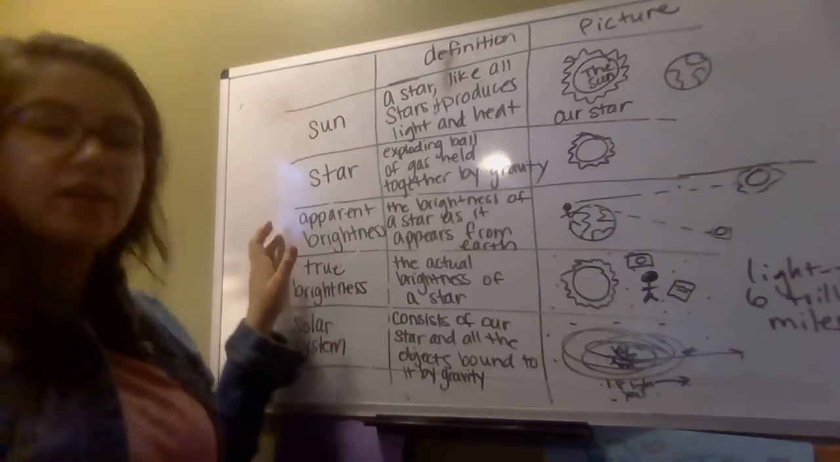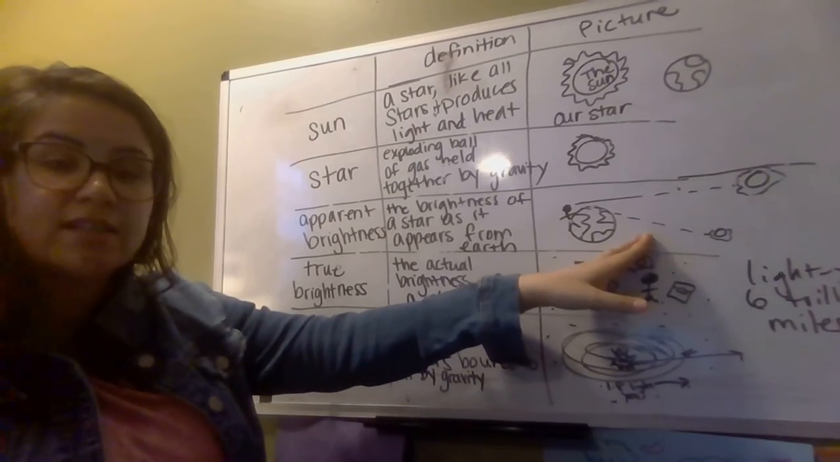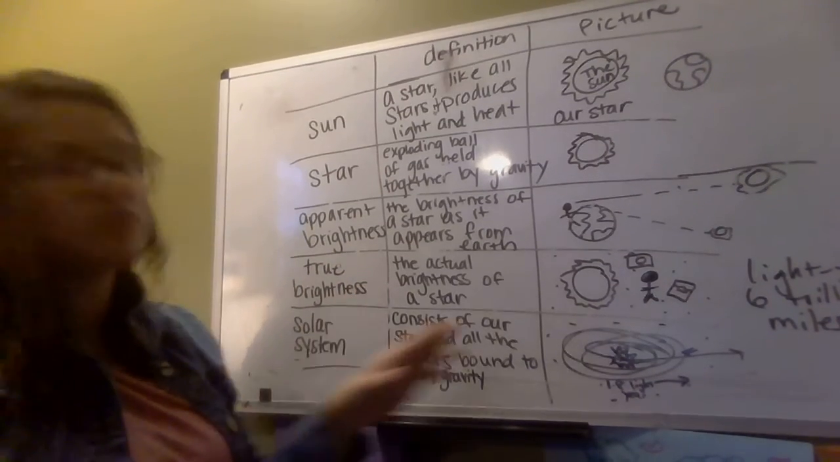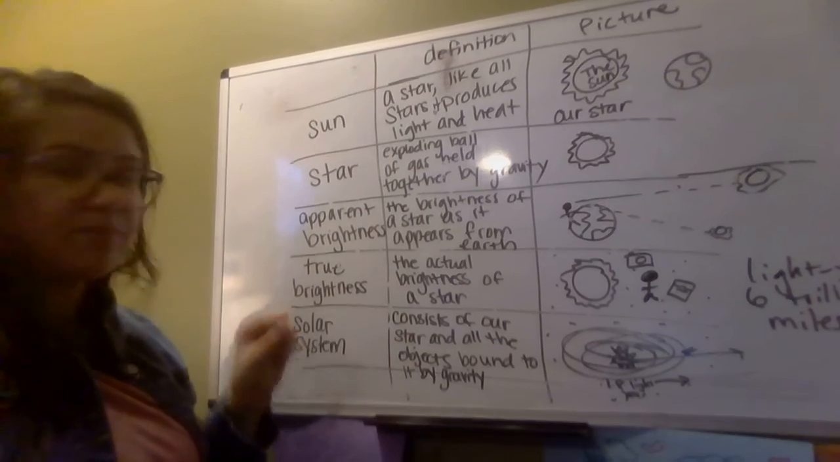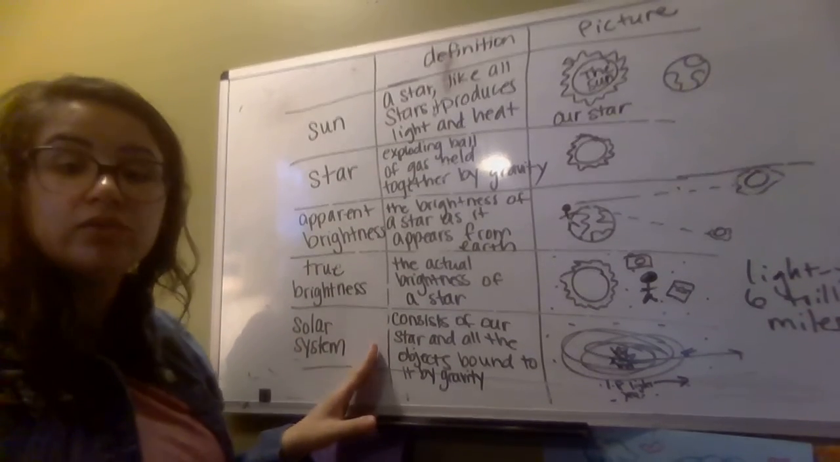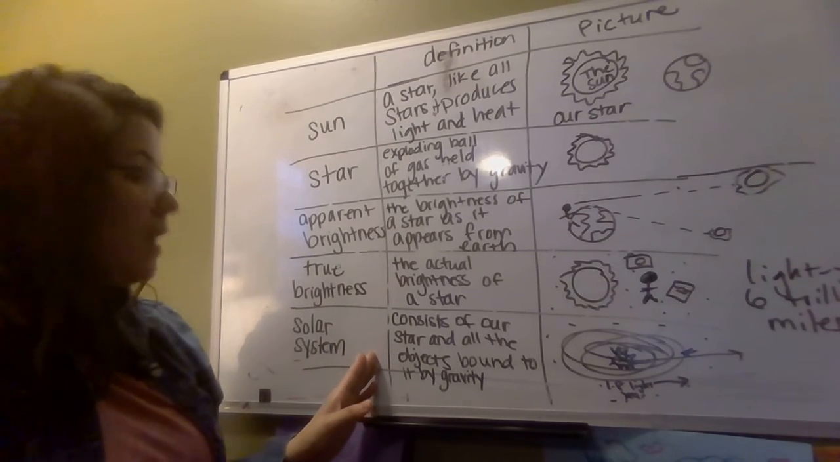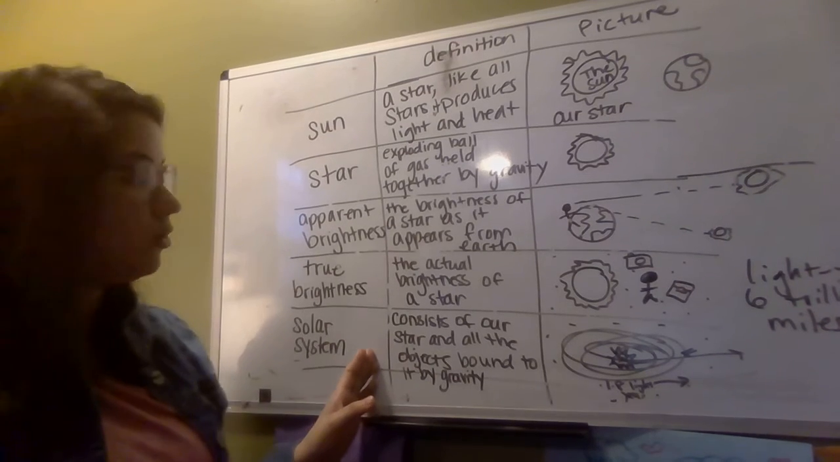Okay, so apparent brightness is what we see from Earth. This is what we see in the night sky. And then true brightness would be if we took a rocket ship and traveled to the sun and decided to look at the sun from there, right up next personal. I did include solar system. As fifth graders, this again should be a review for you, but I wanted to give you context as to the scale of what we're looking at here.